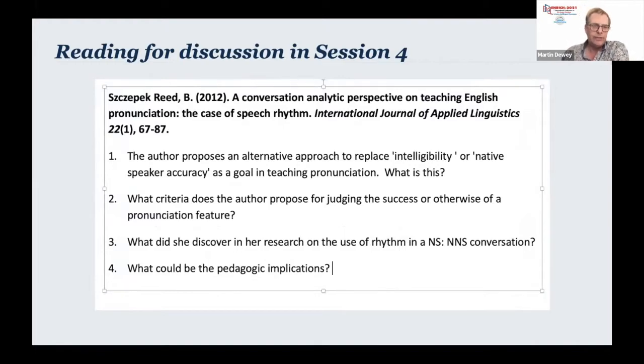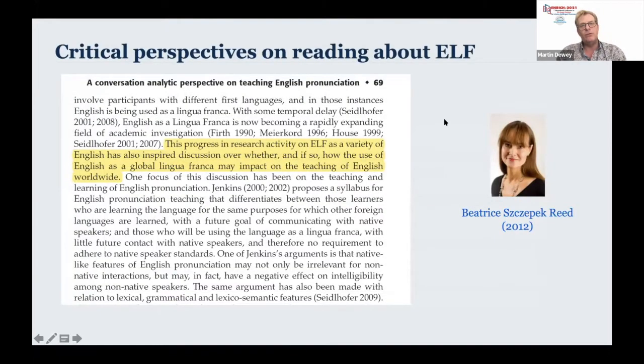And this is one particular article that I asked them to read, because it's an article that discusses ELF and talks about alternative approaches to modeling English for teaching. In this instance, it's pronunciation teaching. And then what's really important is I highlight, once they've had their discussion online, we then go to the live lecture. We didn't used to call lectures live, did we?